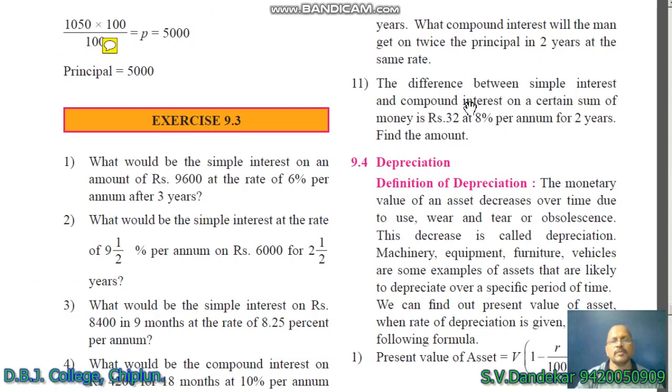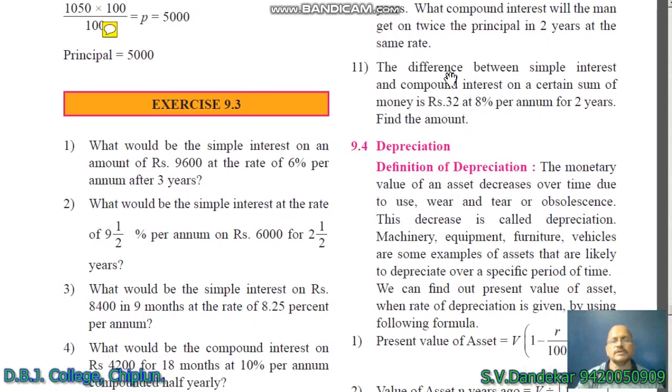This 11th problem is very simple, directly using the formula. Only one formula is used here, you can try it yourself.